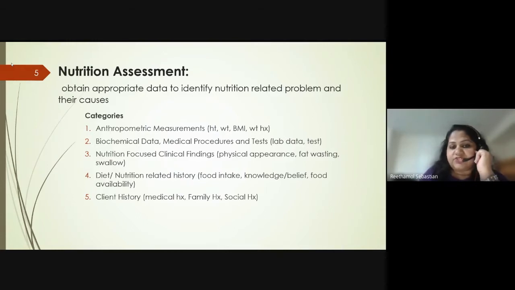And diet or nutrition-related history, like we get the diet history, right? What did you eat in the last 24 hours, or on a typical day, what do you eat? Or do you avoid something, are you lactose intolerant, do you avoid something because of your religion or any other reasons. And the last point is client history, which is medical history. This HX stands for history. Okay, medical history, family history, social history, anything like that.